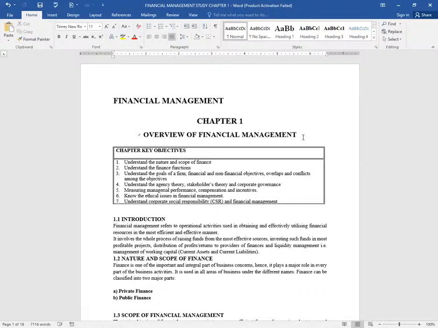Overview of financial management. Ladies and gentlemen, this subject called finance or financial management, which in those good old days they used to call business finance, basically looks at how a company will go out of its way to look for funds which are needed to finance its operations. We are told financial management refers to operational activities used in obtaining and effectively utilizing financial resources in the most efficient and effective manner.